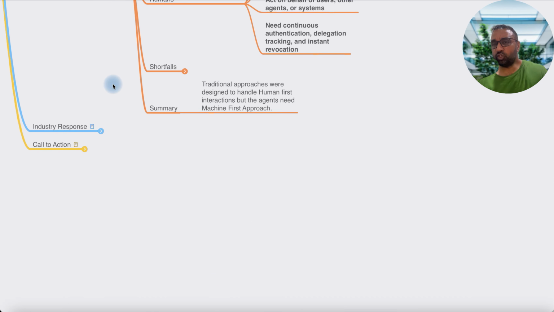So if I have to summarize it in one statement, traditional approaches were designed to handle human-first interactions, but agents need a machine-first approach. That's the crux of the statement. That's the crux of the lesson from today.